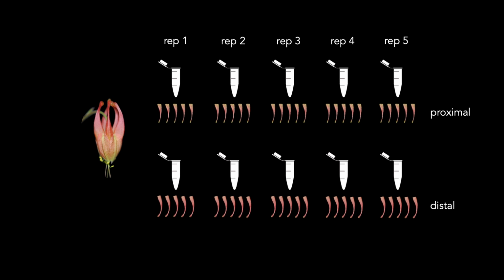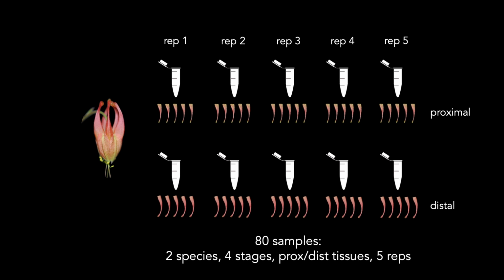And I collected 5 replicates of each stage and species. So there were 80 samples total: 2 species, 4 stages, 2 tissue types, 5 reps. And then we extracted and sequenced their RNA.